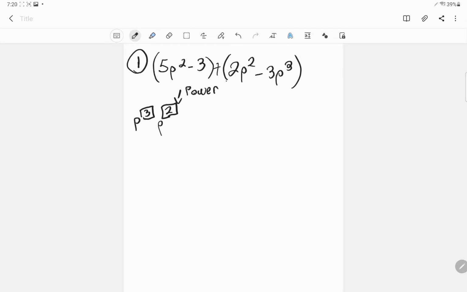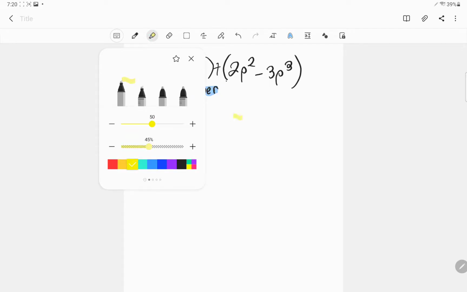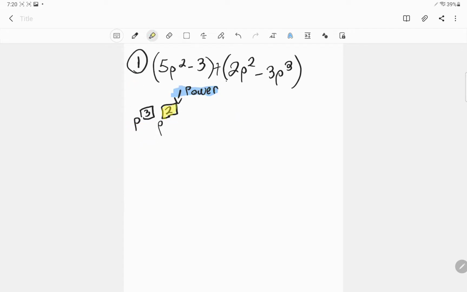Every time I ask you for the power, you're going to have to look at this number. Power is going to be the little number that you got here. This is your power, the one in yellow. I want you to look at this, because that's really going to help us identify what we can combine and what we cannot combine. Whenever you're adding polynomials, you're going to have to put things together. Just keep that in mind.